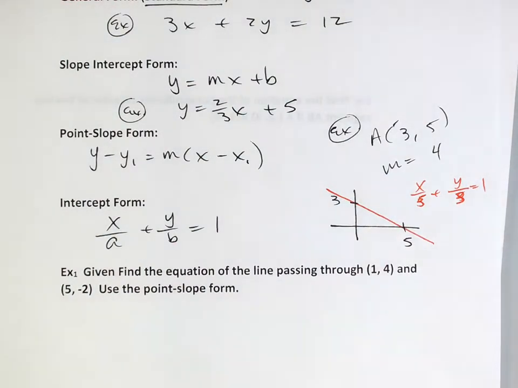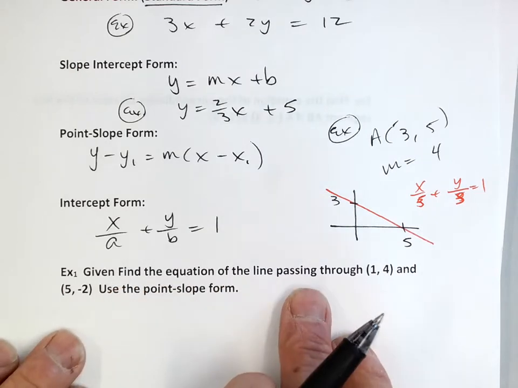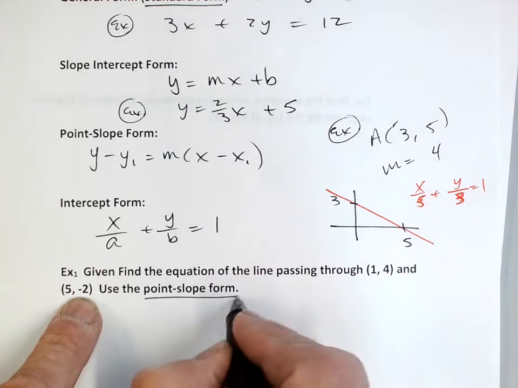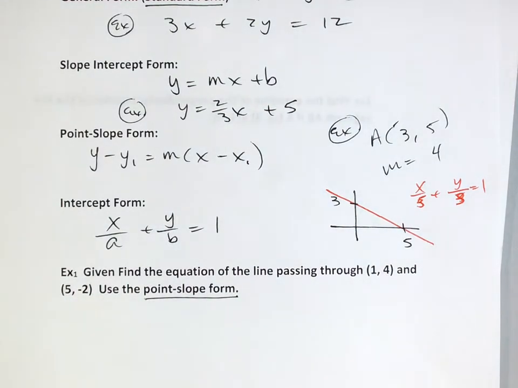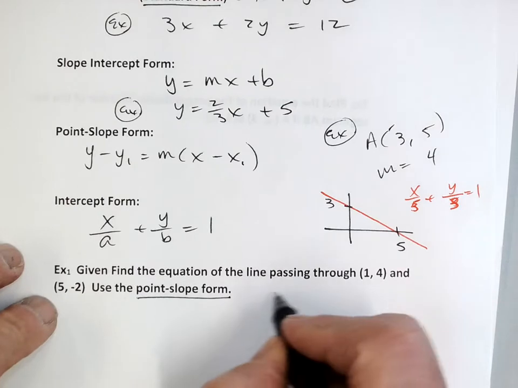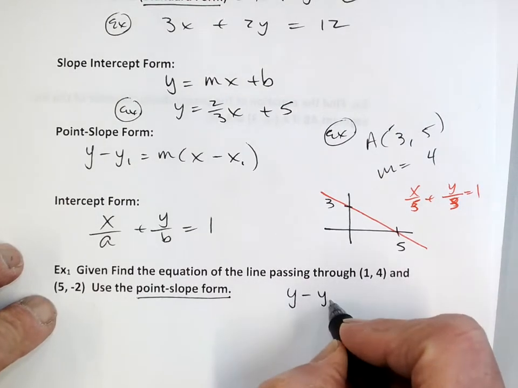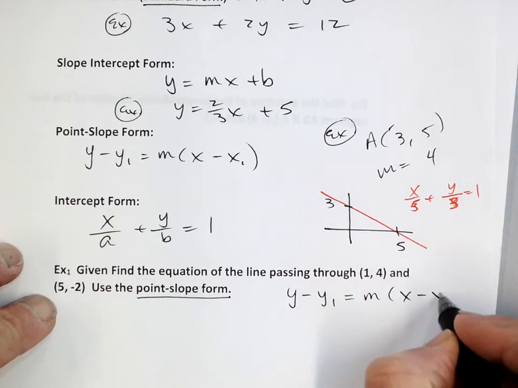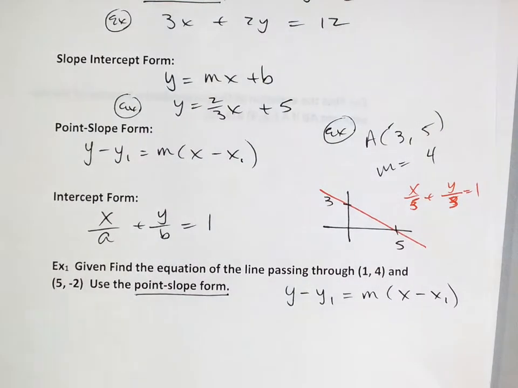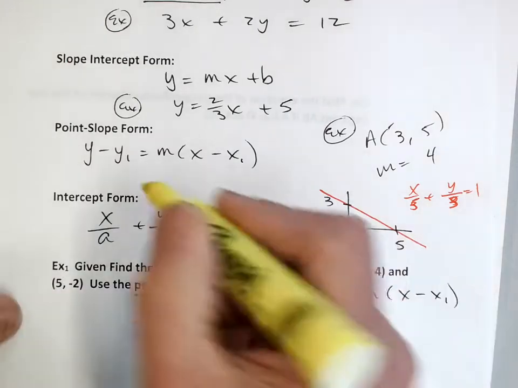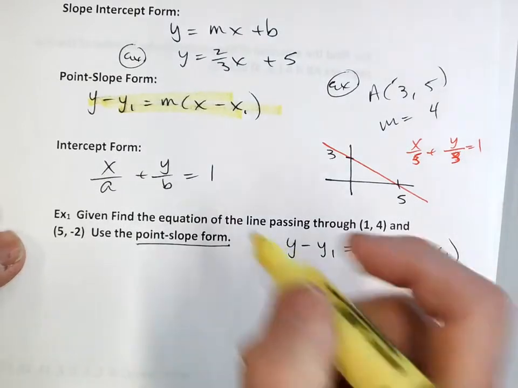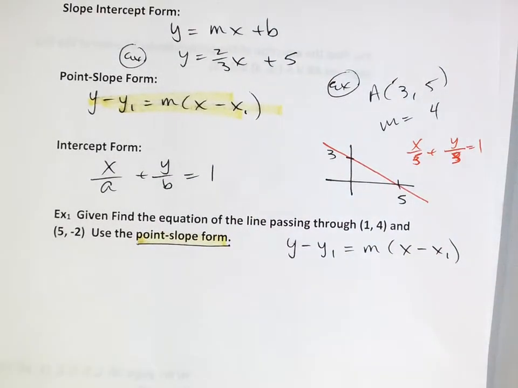So example 1. Find the equation of the line passing through 1, 4, and 5, -2 using the point slope form, okay? So if I use the point slope form, that's y minus y1 equals m times x minus x1, and that is right there. So I'm going to use that formula. Well, first though, I need to find the slope. So first let's find the slope.